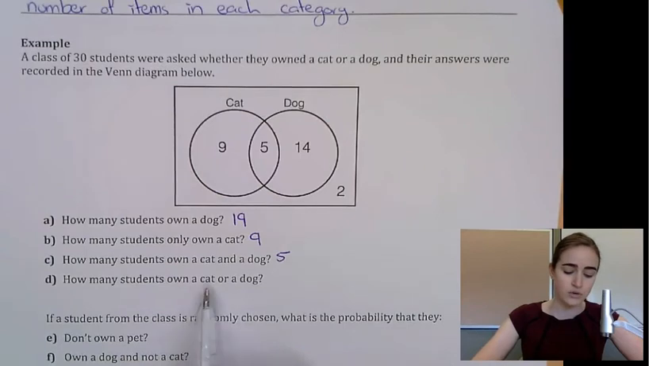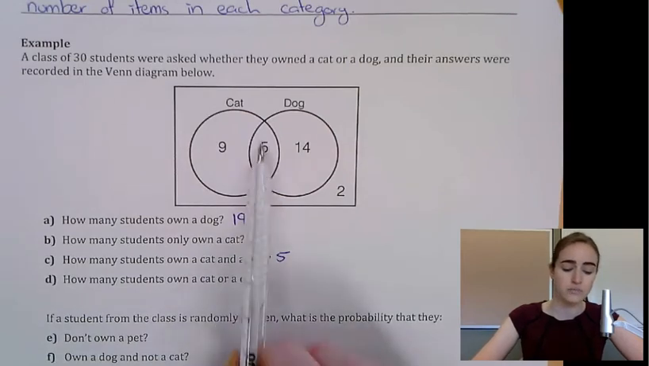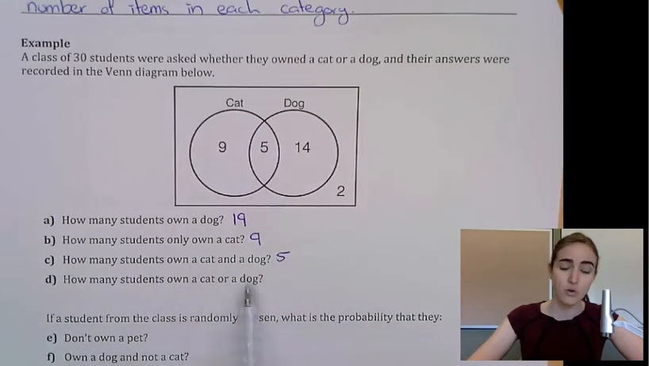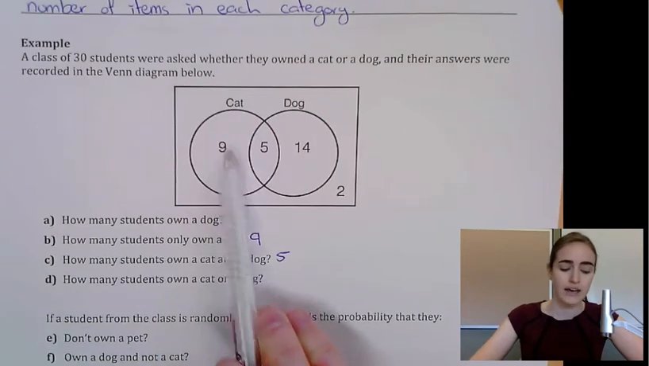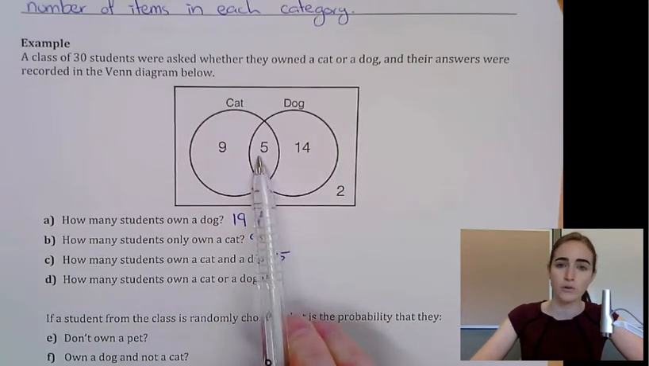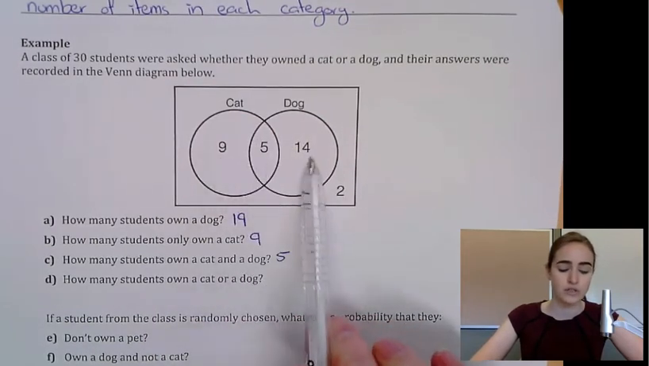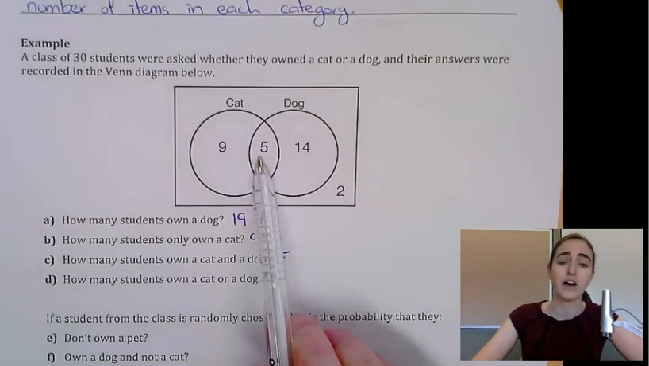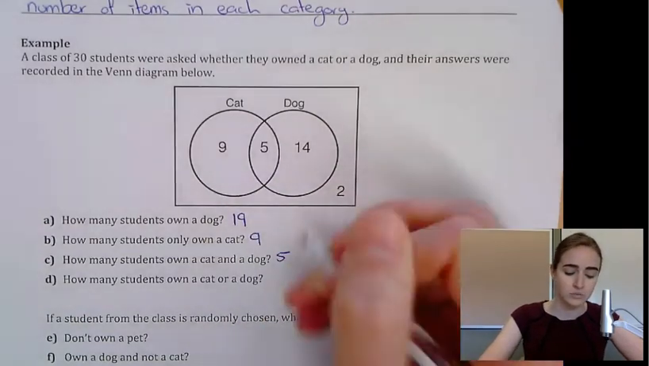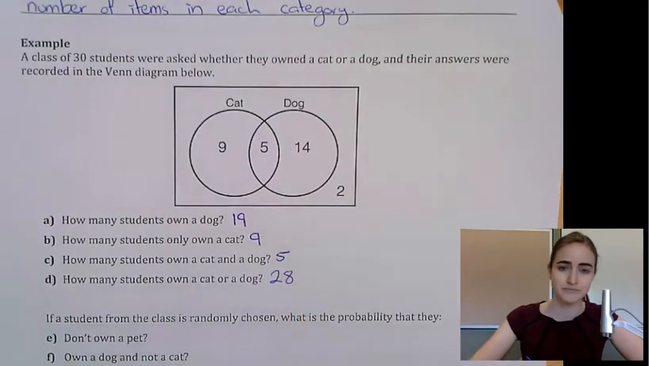And how many students owned a cat or a dog. So the and or the or is really important. So cat and dog means overlap. But cat or a dog means we either want a cat or a dog or both. So we're going to add up those 3 numbers. So 14 plus 5 was 19. Add the 9 on would give us 28.